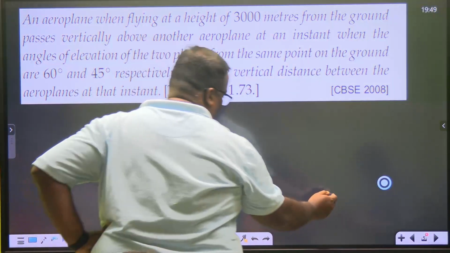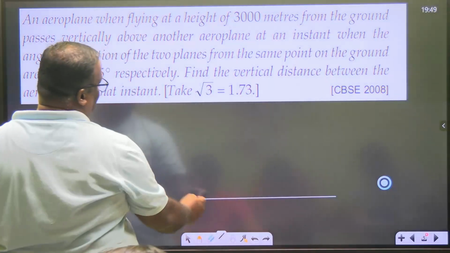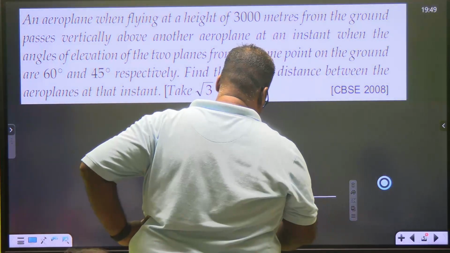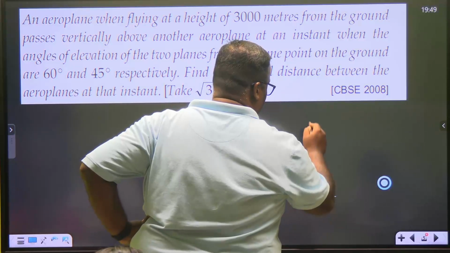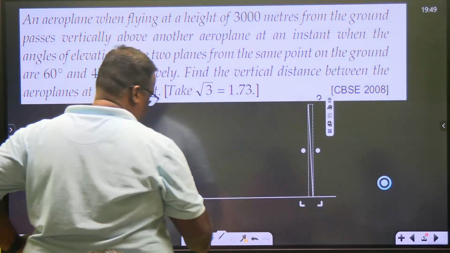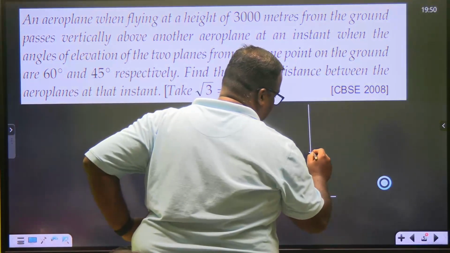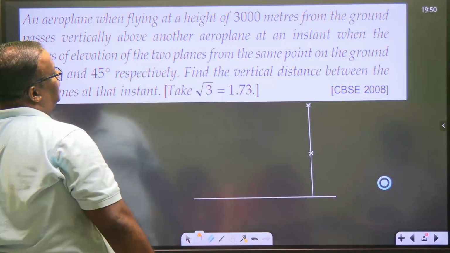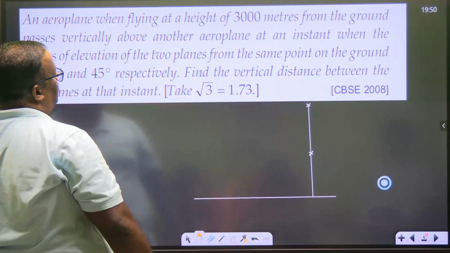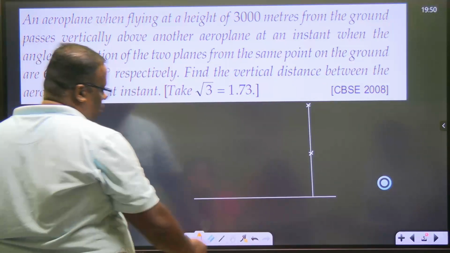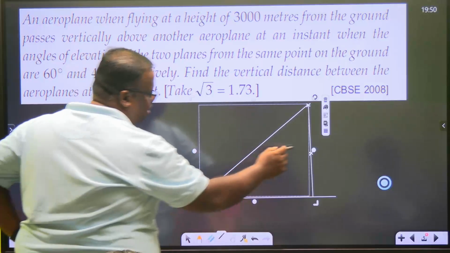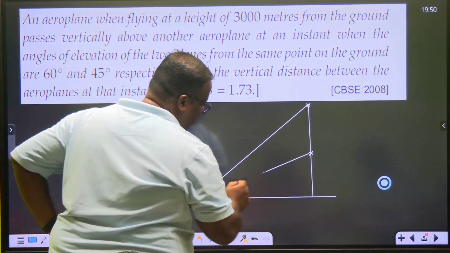So we have a ground level, and from this ground level, there are 2 aircrafts which are flying. You need not show your aircrafts. All you can do is create one height, and there are 2 aircrafts. Let's say one aircraft is here and one aircraft is here. The top aircraft is maintaining 3000 meters height from the ground, and they're being observed from the same point on the ground.